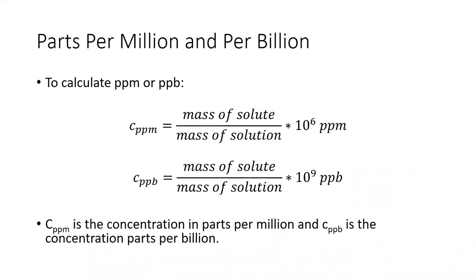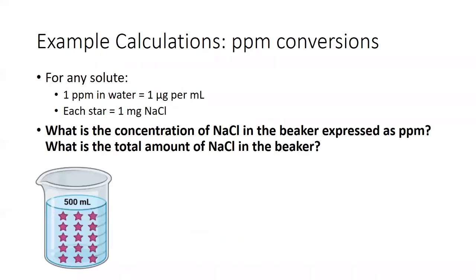All right, so to calculate parts per million or parts per billion, you're going to take the mass of your solute over the mass of your solution and then multiply it by your base for million or billion. So for millions, that would be 10 to the 6th, and for billions, that would be 10 to the 9th. And that will get you concentrations in parts per million or parts per billion. All right, so now we're going to do some practice calculations with parts per million. For any solute, it's important to remember that 1 microgram per milliliter is the same as 1 part per million.